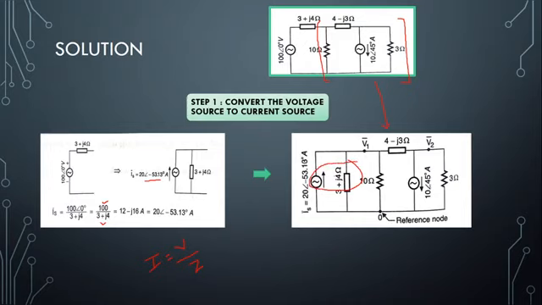So we have just made a source transformation so that the circuit contains similar sources. It contains only current sources or it contains only voltage sources, to simplify our analysis. So in the first step, I've just converted the voltage source into a current source. Now we are done with this.